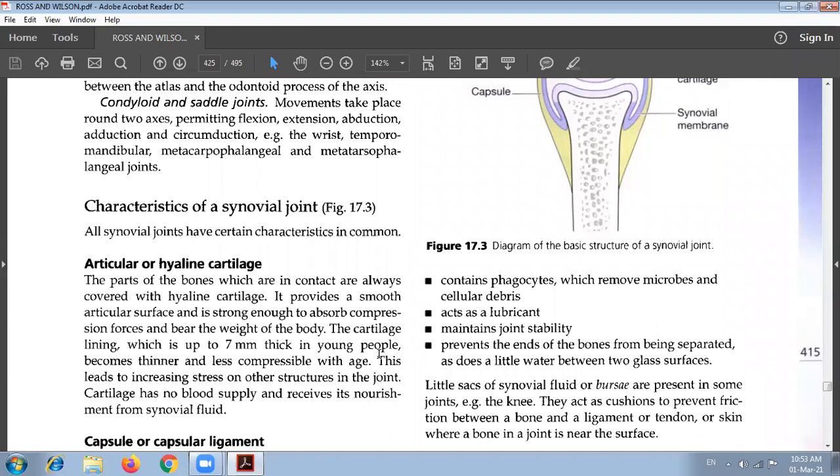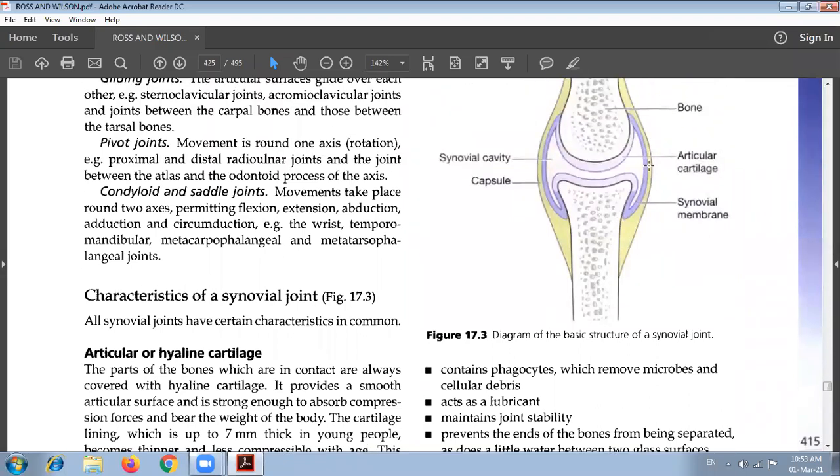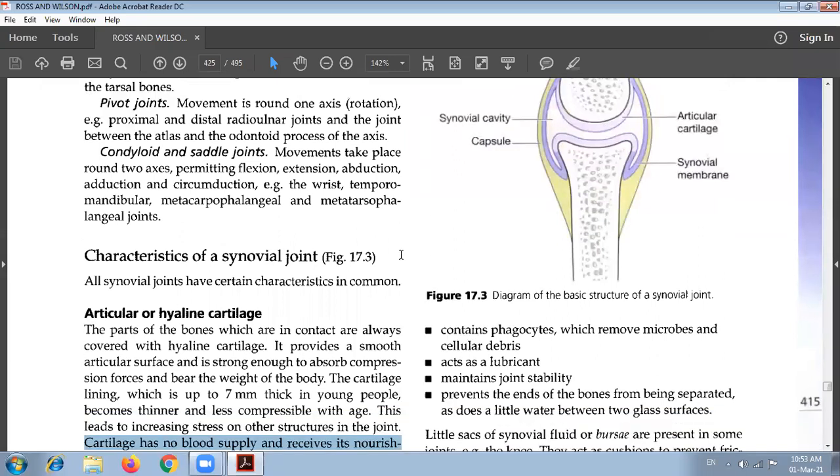So this is very important to keep it oiled. This leads to increasing stress on the other structures of the joints, and cartilage has no blood supply and receives its nourishment from the synovial fluid. So here you might see this characteristic is very important, that there is no supply of blood vessels. This cartilage has no supply of blood vessels, but the synovial cavity is filled with the synovial fluid.